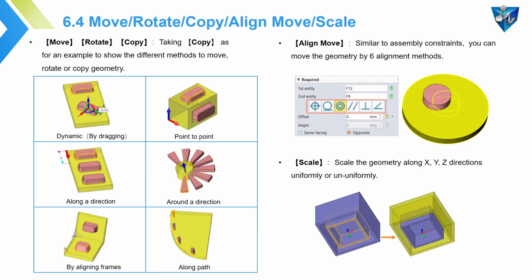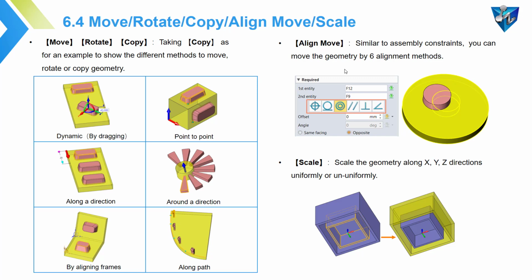In this page, I will show you some transformation tools, such as move, copy, rotate, and scale, which are very basic but important commands. For move, rotate, and copy, actually they always go hand in hand. So we will just take copy as an example to show you the 6 methods to create. They are dynamic, point to point, along direction, around a direction, by aligning frames, and along path. And later I will show you directly in the software.